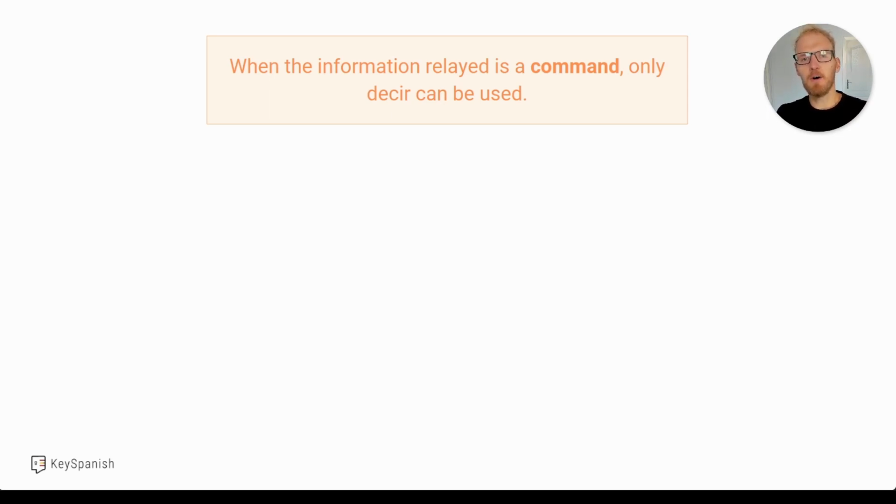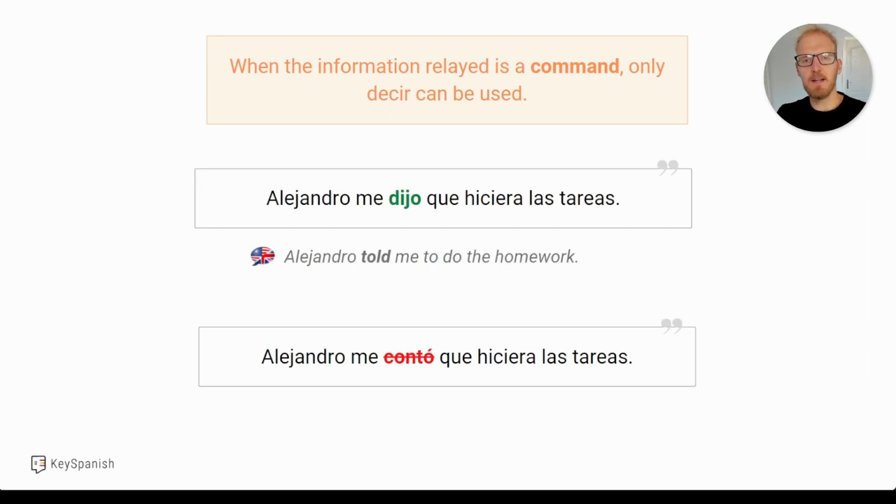And lastly, I want to share one case in which only decir is possible. And that's when a command is being relayed. Alejandro me dijo que hiciera las tareas. Alejandro told me to do the homework. So when someone tells you to do something and you are relaying that information, only decir will be the correct way of saying to tell. Don't say me contó que hiciera las tareas. So with commands, always decir.